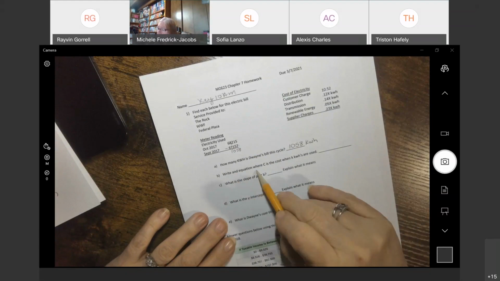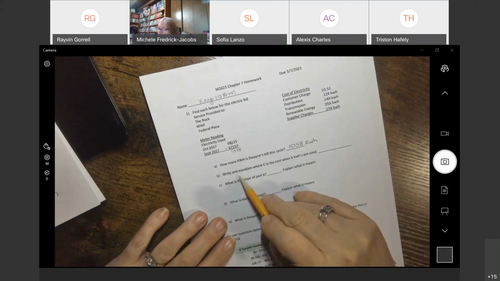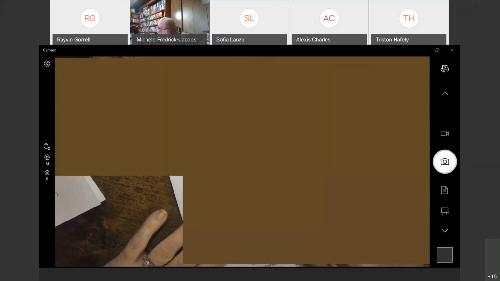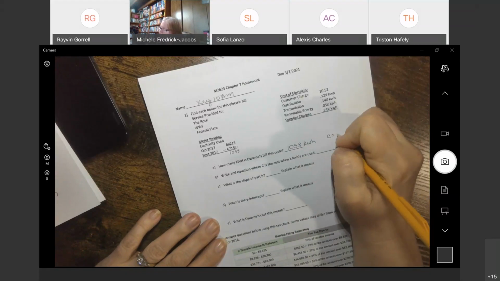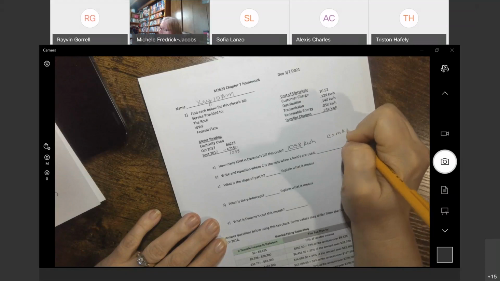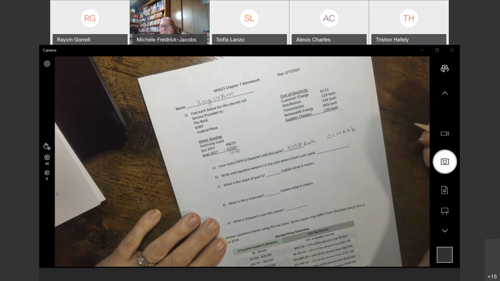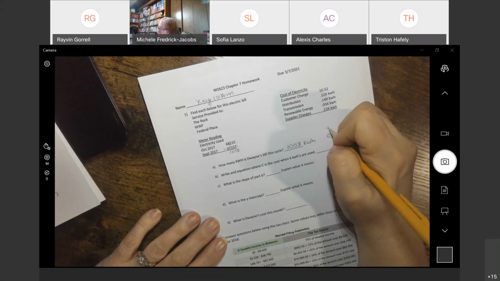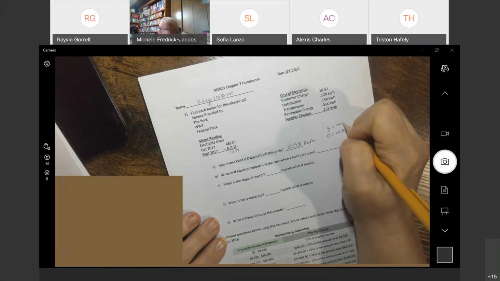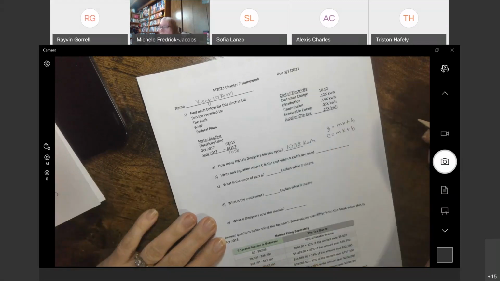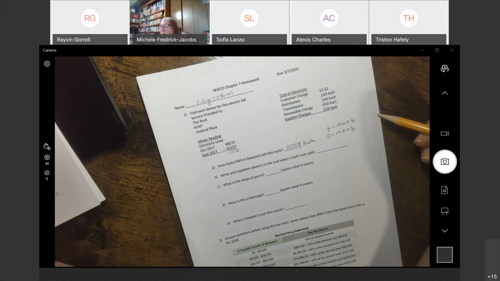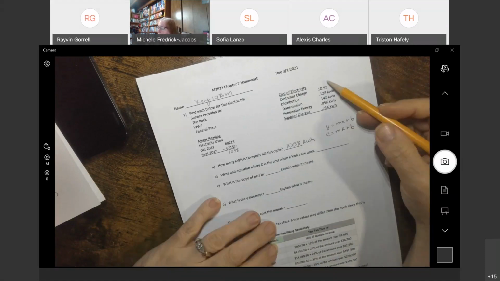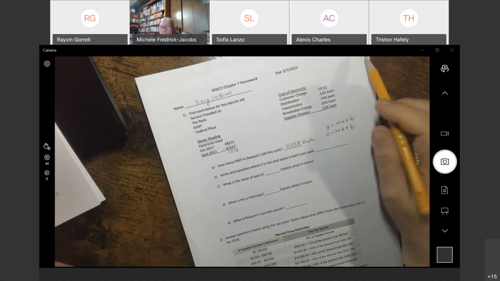To write an equation where C is the cost when K kilowatt hours are used, you can use this, or you can use y equals mx plus b. B is your fixed cost and M is your slope. Now if we look at the amount, hold on one second.